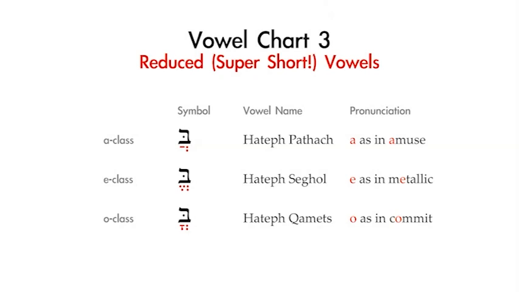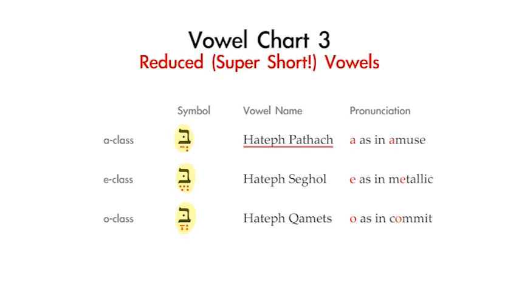Let's move to vowel chart 3 where we come to the reduced or super short vowels. There are A, E, and O class vowels in this category, and we'll begin by pronouncing each with the consonant bet. Ba, be, bo.